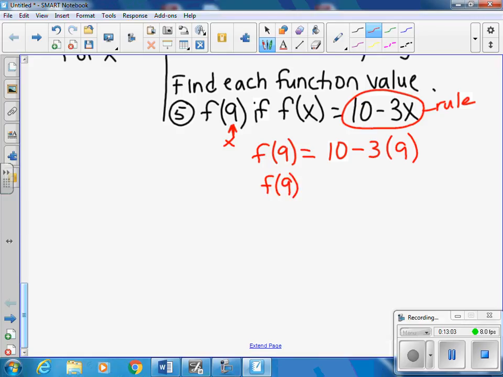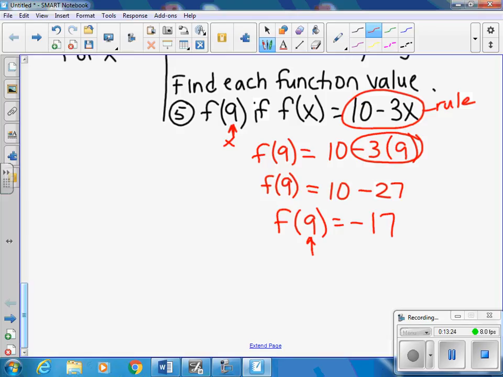But then you still have to do order of operations. Multiplying goes first, so -3 times 9 is going to be a minus 27, and then bring the 10 down, and clean it up a little bit more. So f of 9 equals 10 minus 27, which is -17. Now, if you look at your answer, there's some information that you just received off of this. You know the 9 is the x value. That's your input. That's your domain.